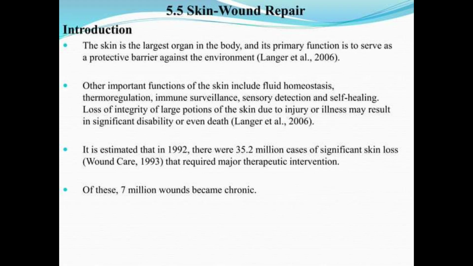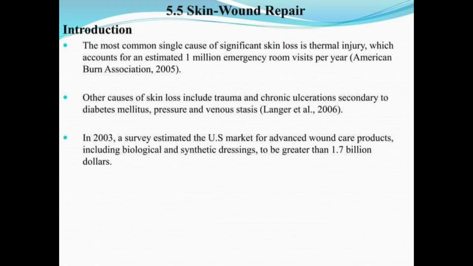Skin and wound repair. Normally, in accidental cases, the skin is injured. In larger cases, that may invite infection in some of the cases. In severe cases of diabetes mellitus, the skin is injured due to infection. Those cases can be chronic. 7 million wound cases are generated. They are chronic in nature. Such people are treated with the skin wound repair mechanism.